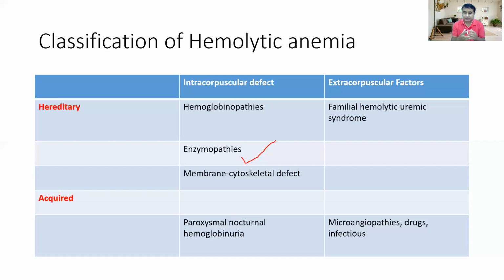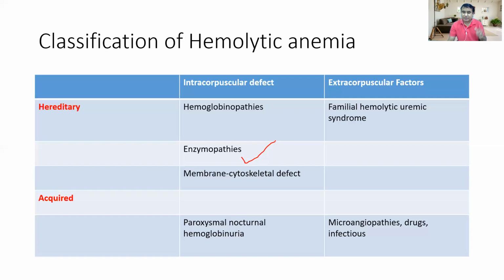Similarly, the RBC has membranes. If it has functional membranes, then it can change its shape while passing through the spleen. But if there is some problem in the membrane, then it becomes rigid and cannot change its shape. So the RBC gets trapped in the spleen and gets lysed. The condition is called hereditary spherocytosis. There is also elliptocytosis. So the causes of hemolytic anemia are thalassemia, G6PD deficiency, and hereditary spherocytosis. These are the hereditary causes, and the defect is intracorpuscular.